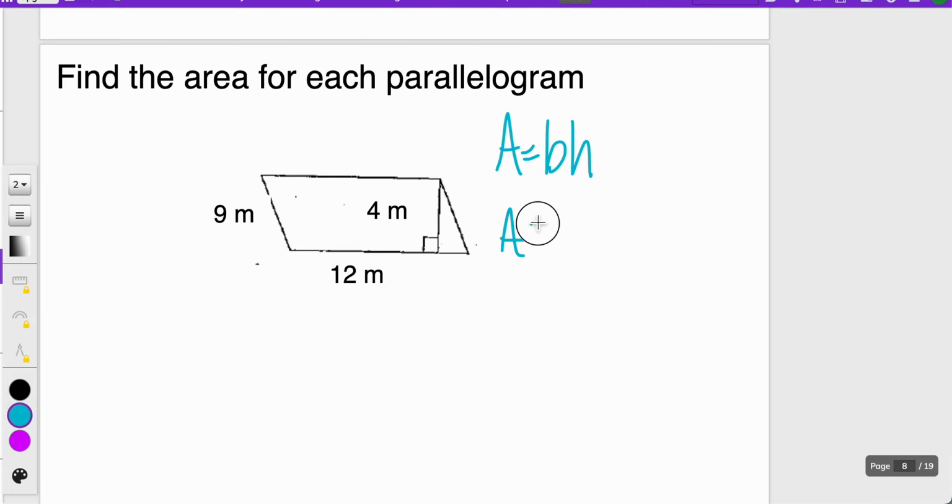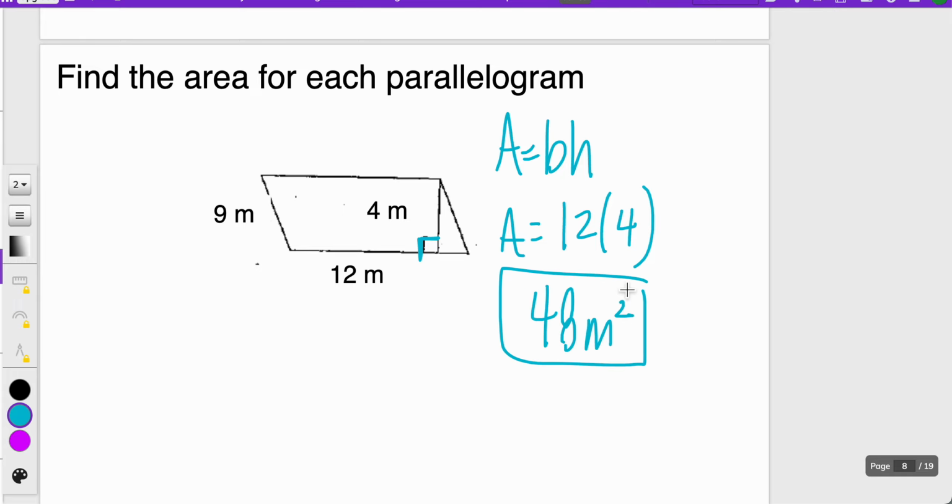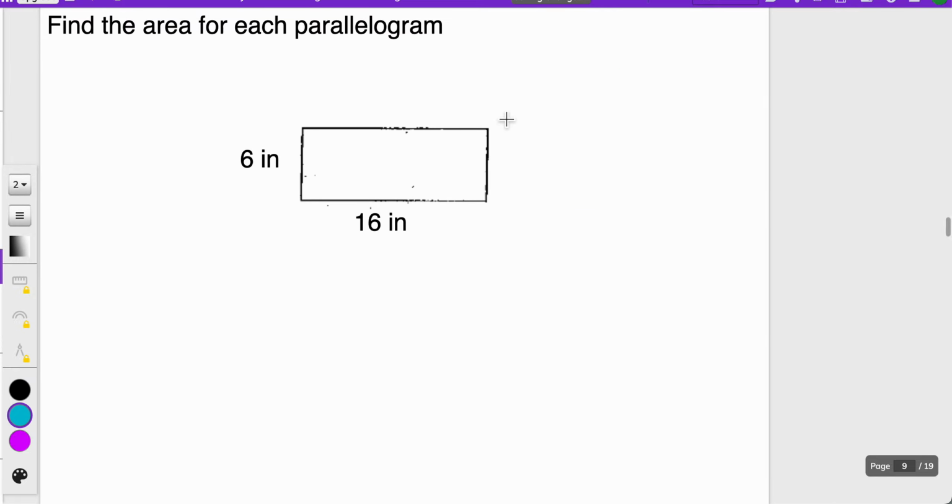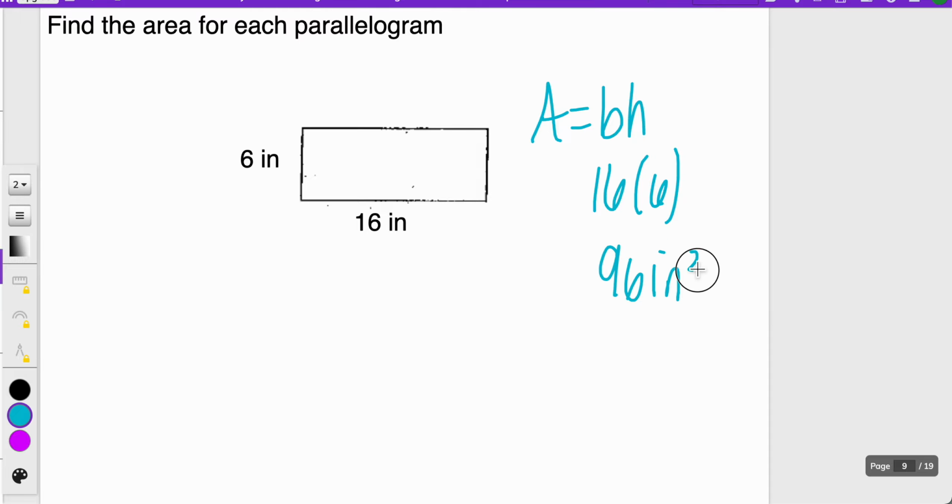Area is base times height, so my base is 12, my height is 4 because it's touching the right angle, and 12 times 4 is 48, so I'm going to get 48 meters squared. Pausing if you need to. Area is base times height, so that is 16 base, height is 6. 16 times 6 would give us 96 inches squared.